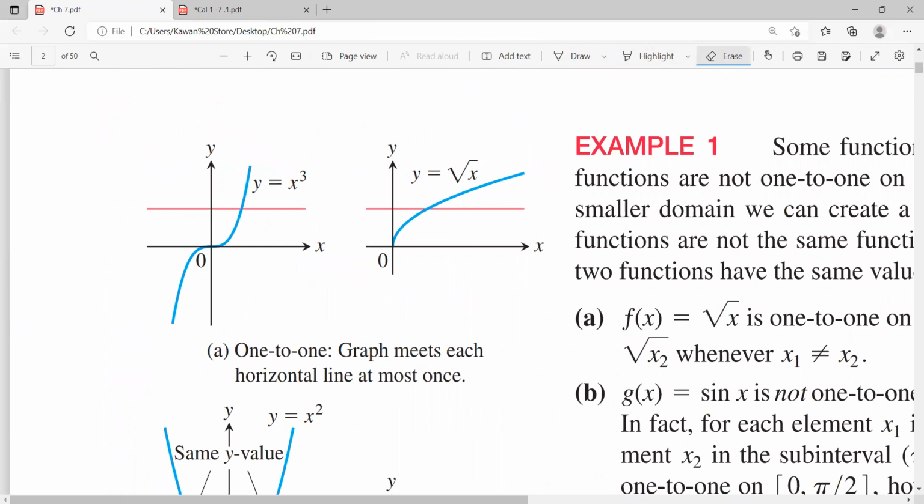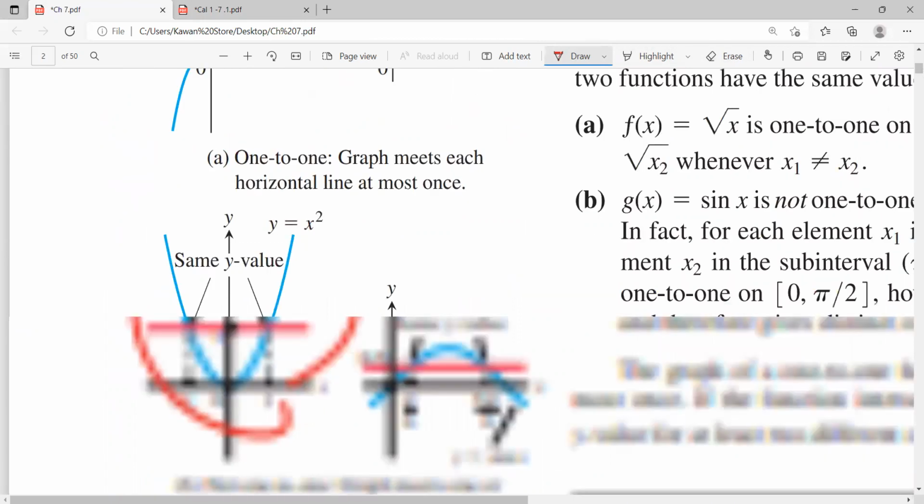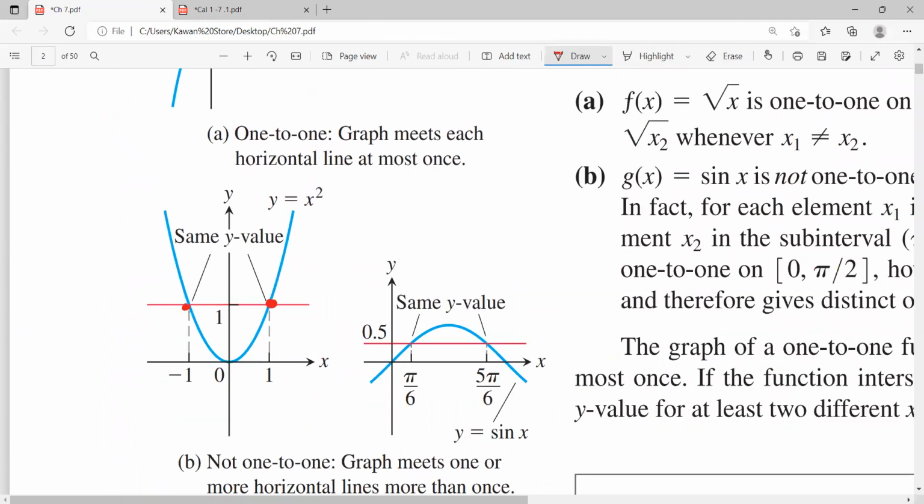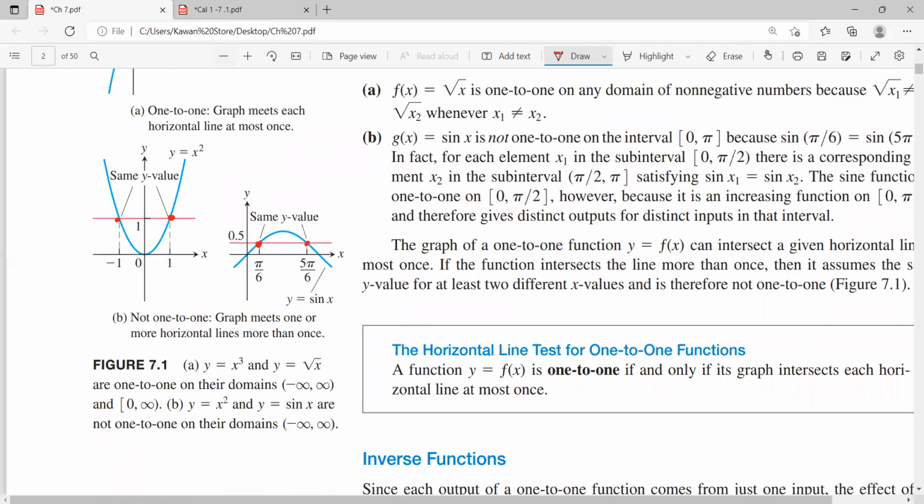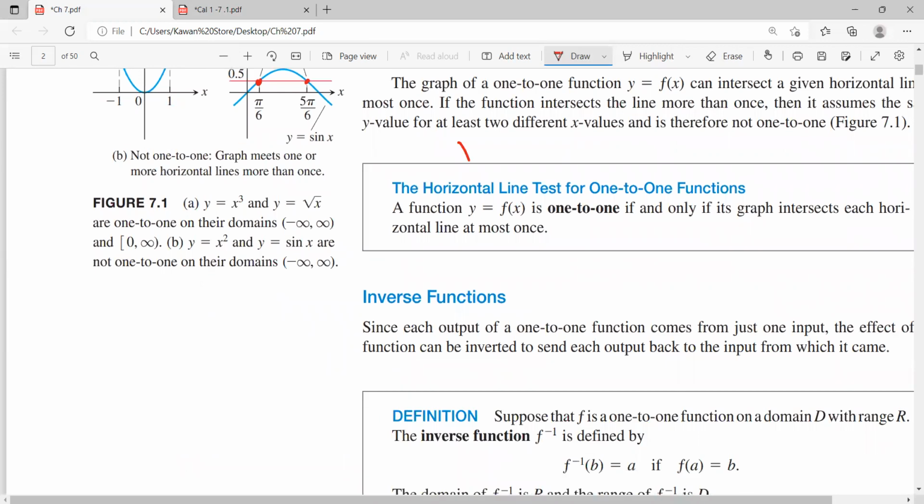Look at here. This function, square root of x, is it one-to-one or not? It is one-to-one, we have just one intersection. How about that one? Yes. How about that one? No, we have two. How about that one? Again and again. Just by the graph, you know which one is one-to-one or not. And we have the horizontal line test.